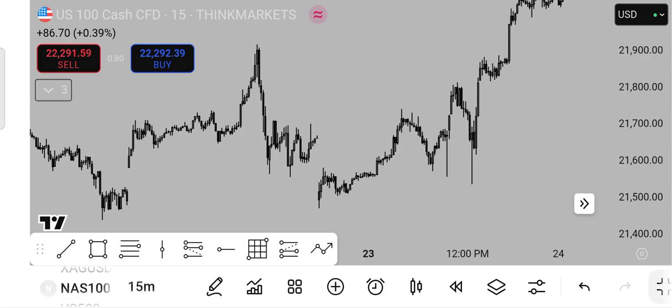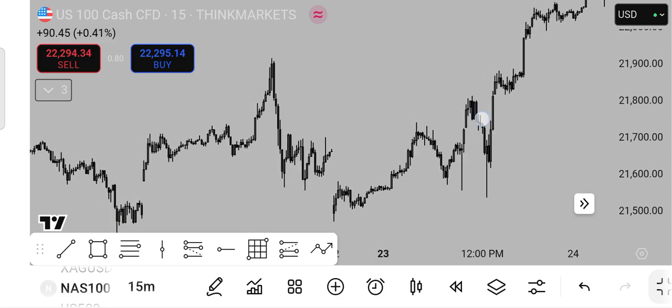So, we will study about trend, or you can say market structure, and AMD: accumulation, manipulation and distribution. What it is, how to apply it and how to see it also. Okay, let's begin.